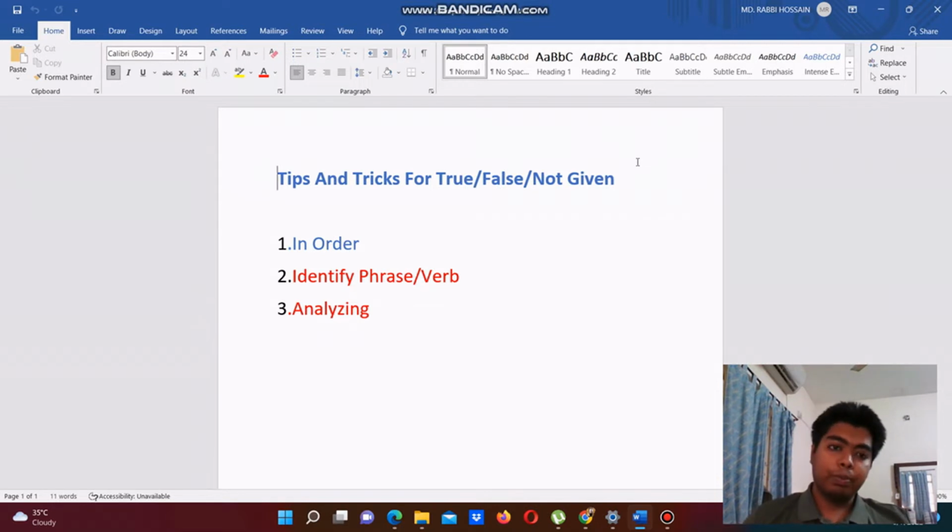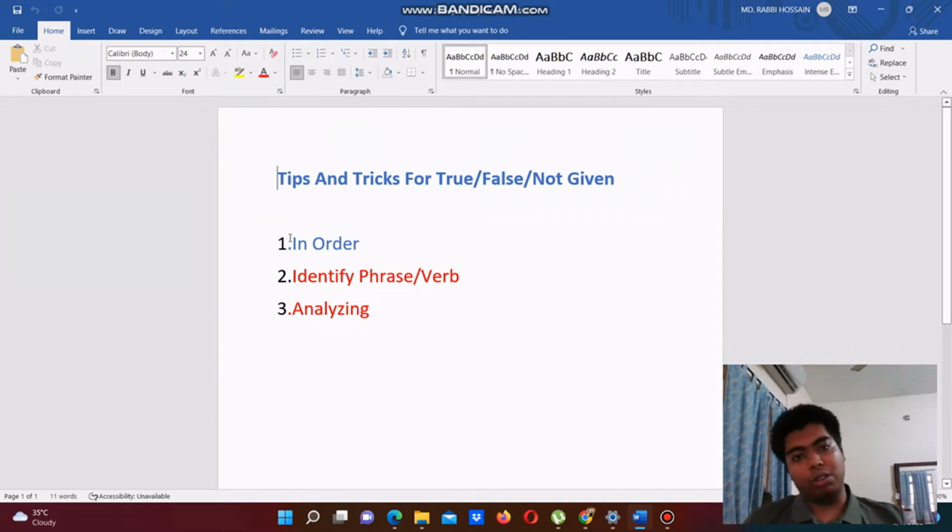So first of all, the tips I'm going to share is the procedure for how you're going to solve true, false, and not given. So here we can see the first point is in order. So true and false will be always in order.